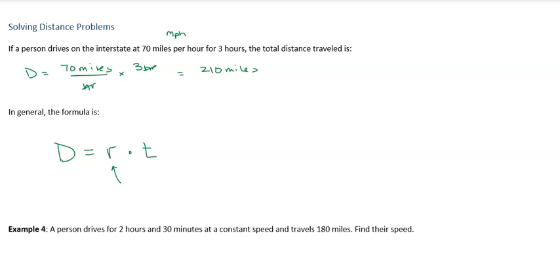Another way to think of rate is speed or velocity. Okay, rate, speed, velocity, those all mean the same thing. And you have to make sure everything's in the same unit. So if the rate is in seconds, then the time needs to be in seconds. And if it's in hours, time needs to be in hours. Okay, so let's look at an example.